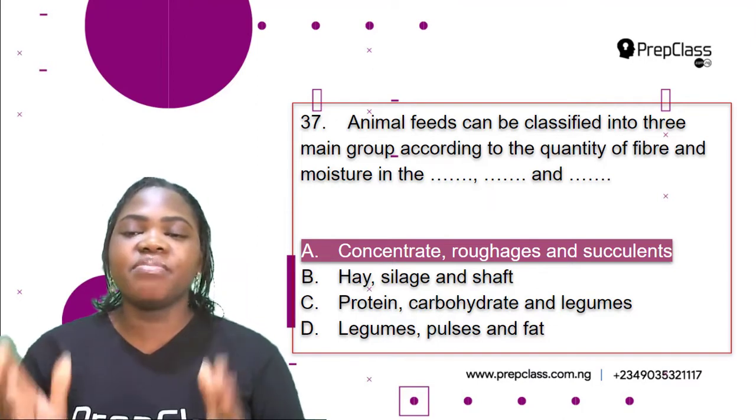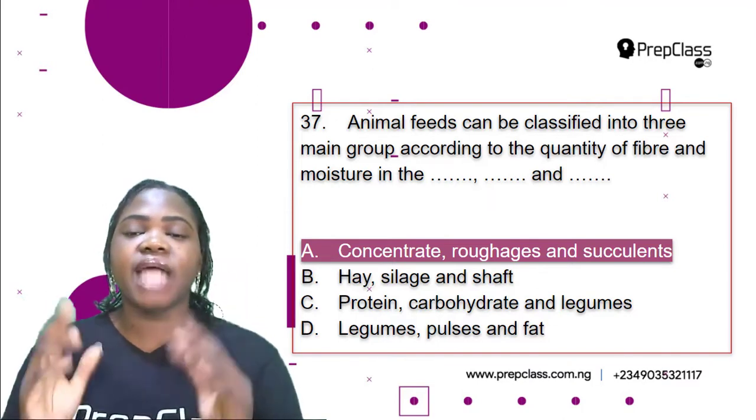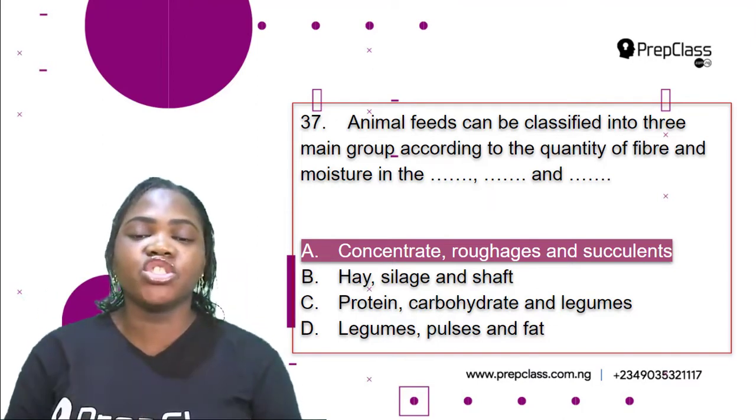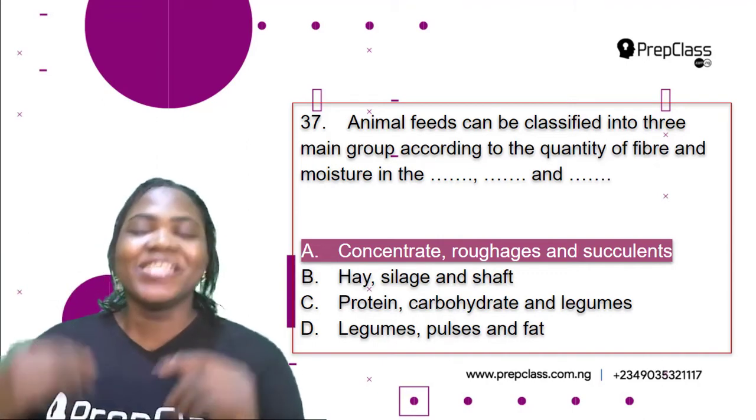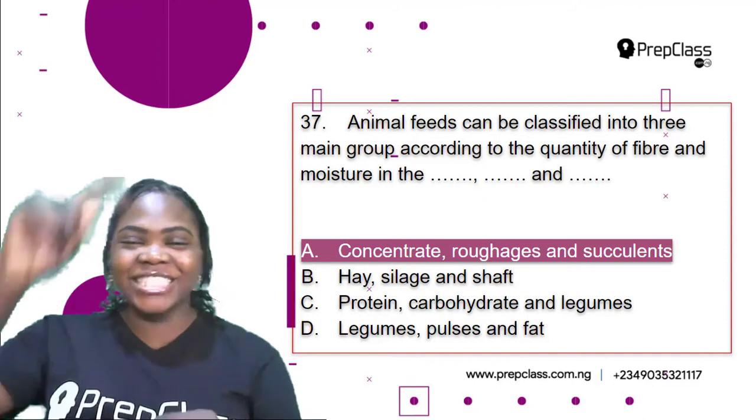Animal feeds can be classified into three main groups according to the quantity of fiber and moisture in the concentrate, roughages, and succulents. So the correct option is A. Check.